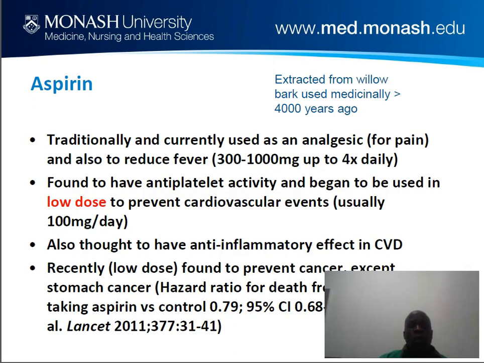It has been found to have antiplatelet activity and began to be used in low dose to prevent cardiovascular events, usually at the rate of 100 milligrams per day. It's known to prevent heart problems. Also, it's thought to have anti-inflammatory effects in cardiovascular diseases. Recently, a low dose was found to prevent cancer, except for stomach cancer.